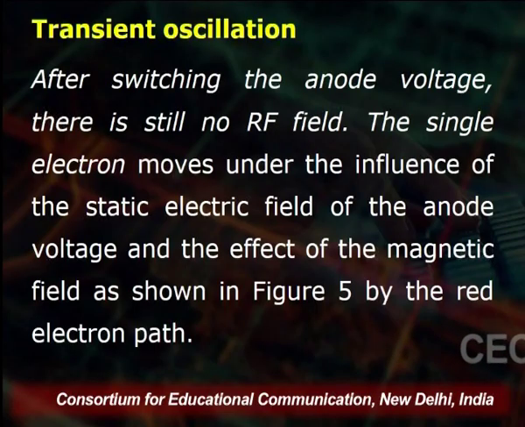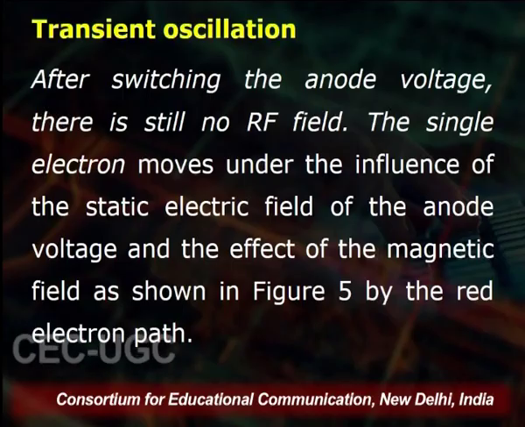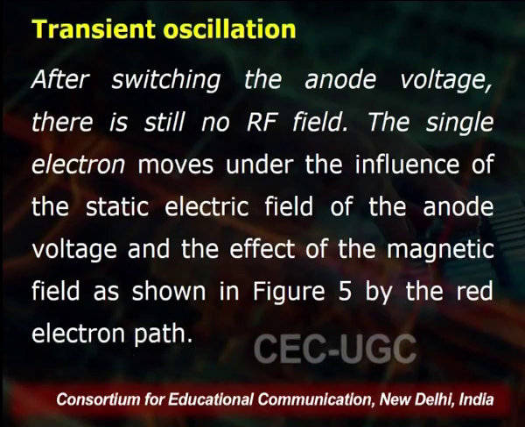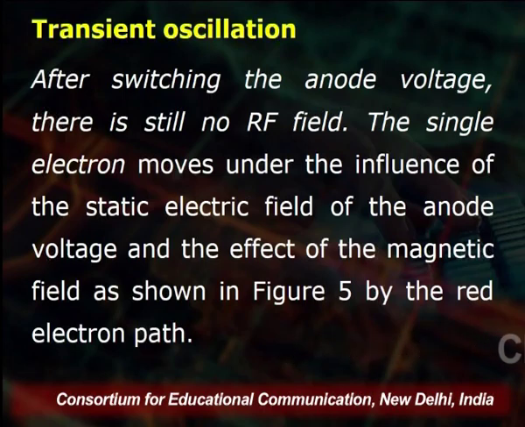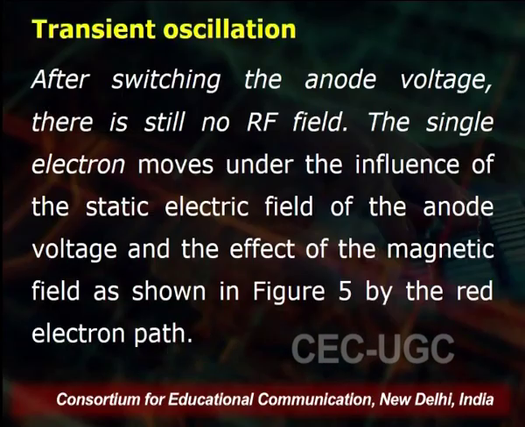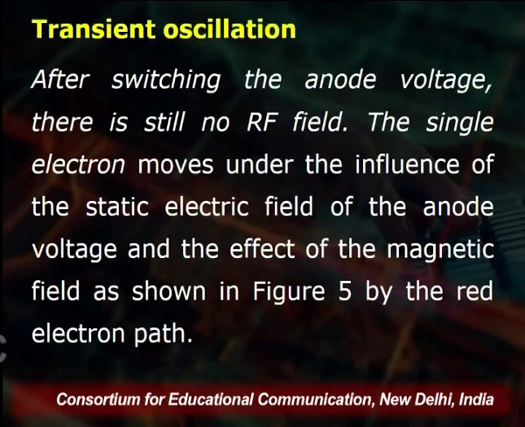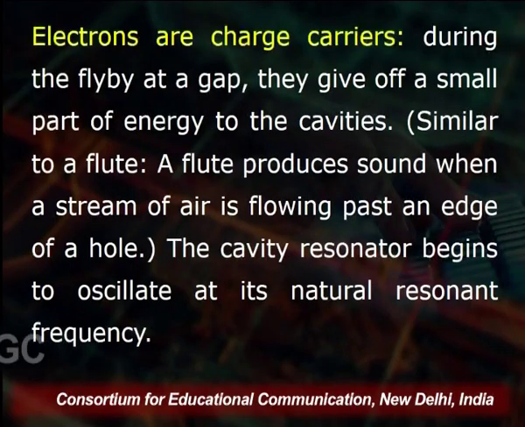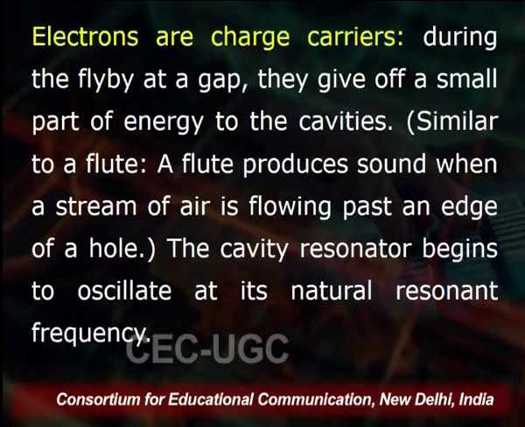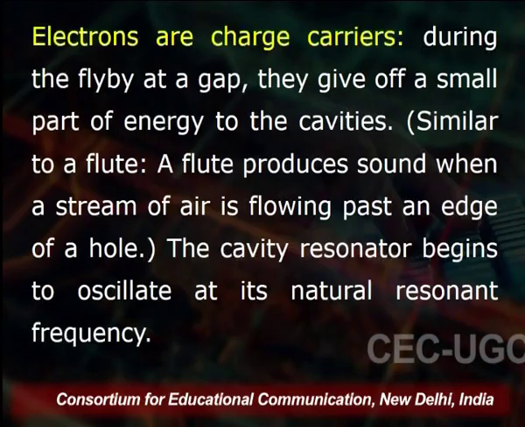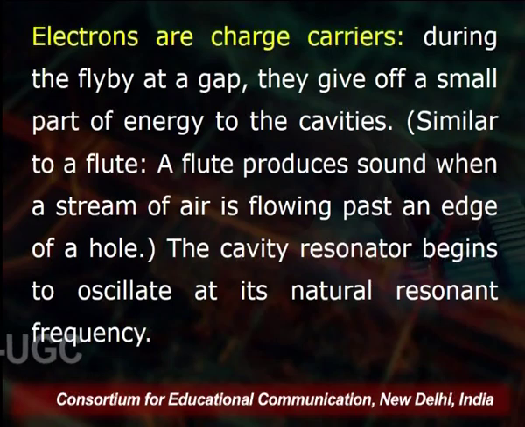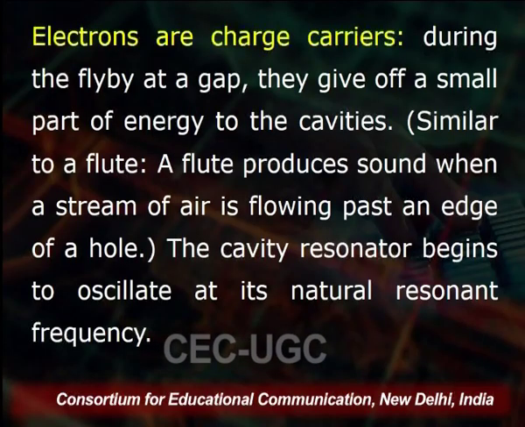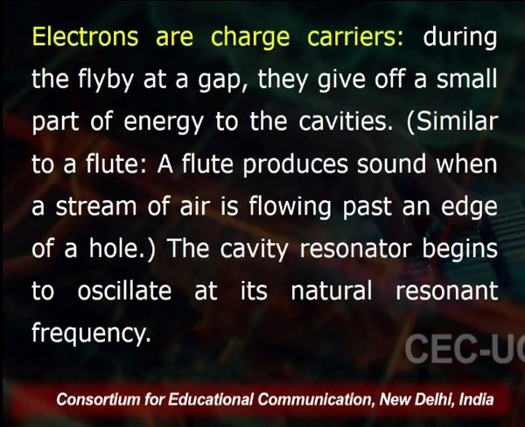So, what is the transient oscillation? After switching on the anode voltage, there is still no RF field. So the single electrons move under the influence of the static electric field of the anode voltage and the effect of the magnetic field, which we have shown in the figure by the red electron path that we will show in the next slide. Electrons are charge carriers, and during the flyby at the gap they give off a small part of their energy to the cavity, similar to a fluid producing a sound when a stream of air flows past the edge of a hole.